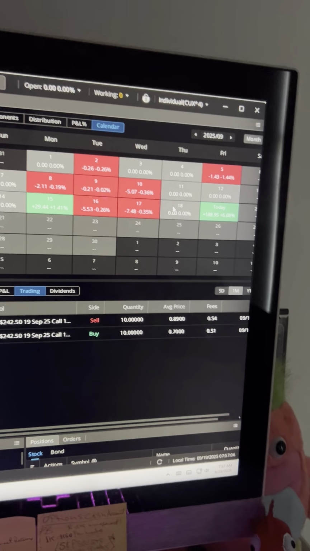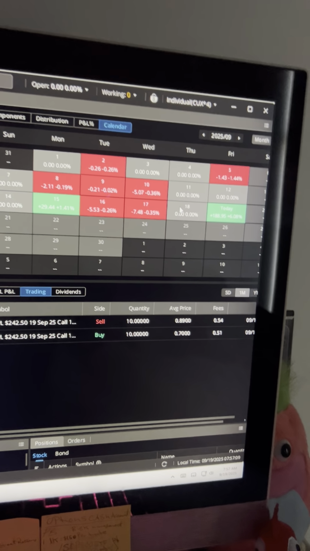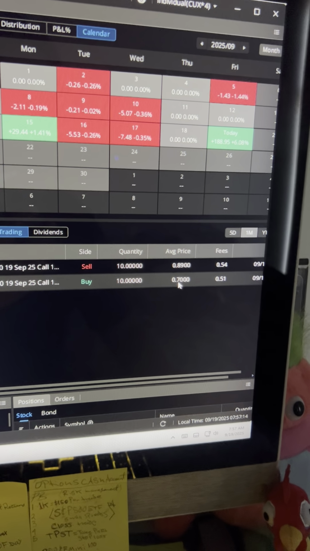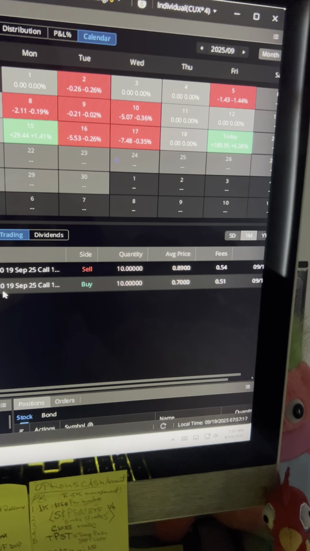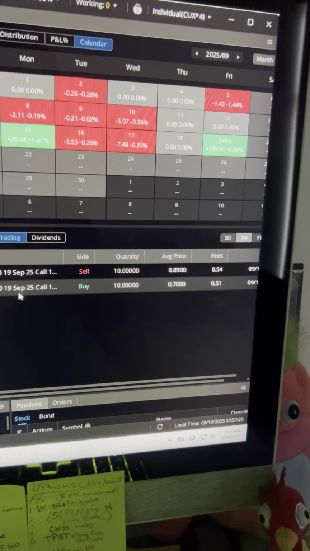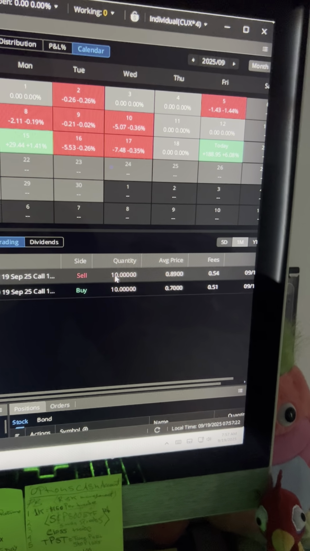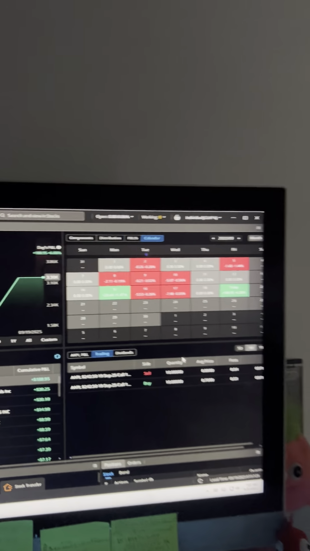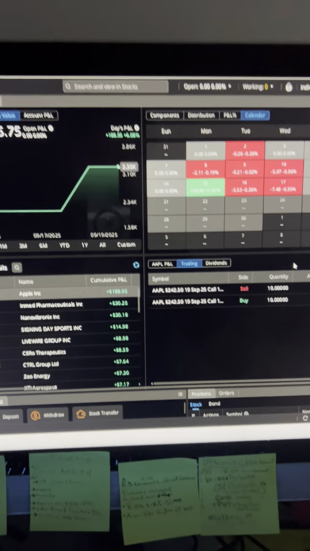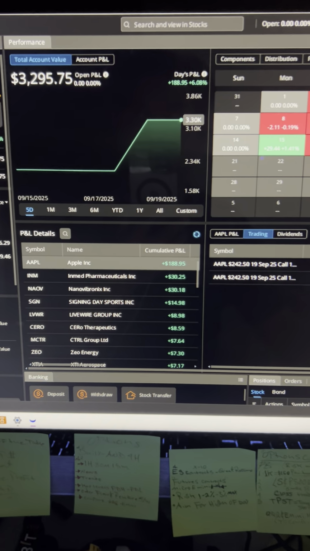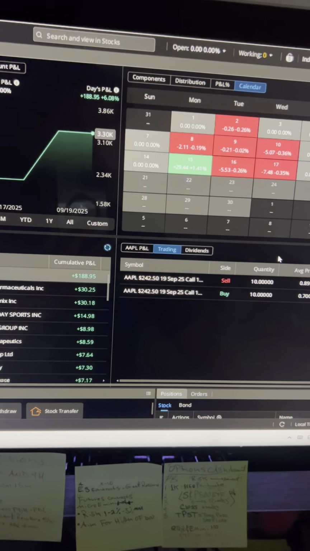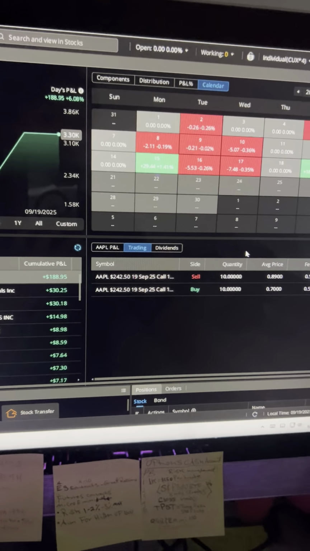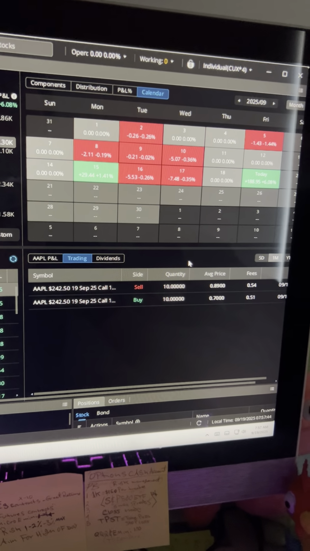But with options, zero day expiration, 0DTEs, the average price for it was 70 cents. I bought here today, and then I sold another 10 at 0.89. And so that is the biggest day that I've had since I started trading. This is a 3K account, so I believe that I might be trading options as well, because this is just amazing. It's just overwhelming.